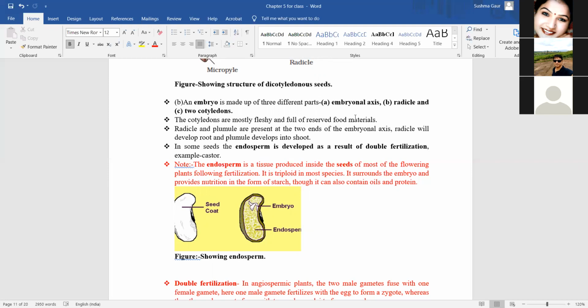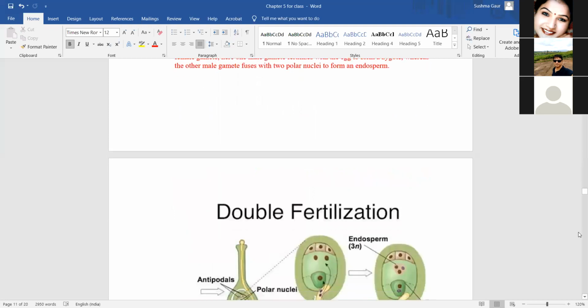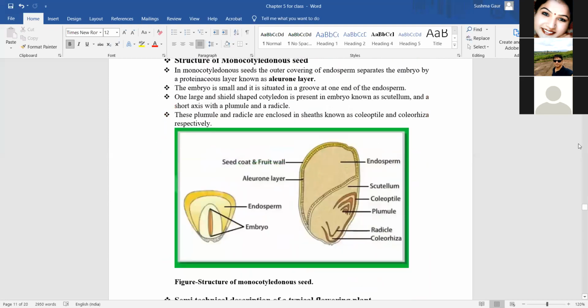I'm not getting a diagram. Otherwise, diagram se samjhana, it will be easy. It's okay, ma'am. You can send afterwards. 1 minute. ओ शायद इसी में आगे पढ़ेंगे हम. एक 1 मिनट. हाँ, ये रहा.